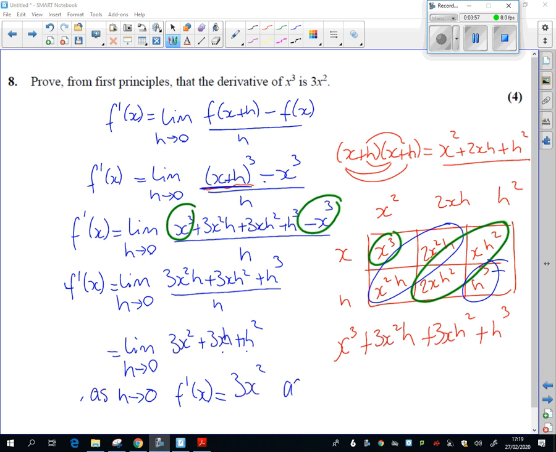And then just whenever you finish off a proof, just something to show that you're done and you've proved what was asked for.